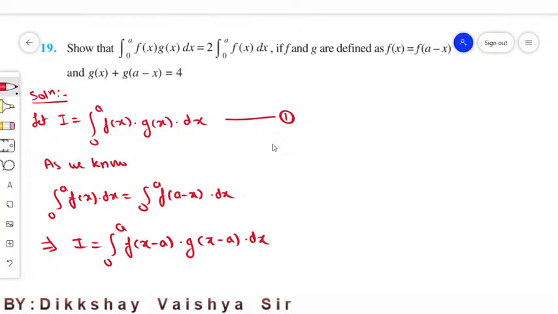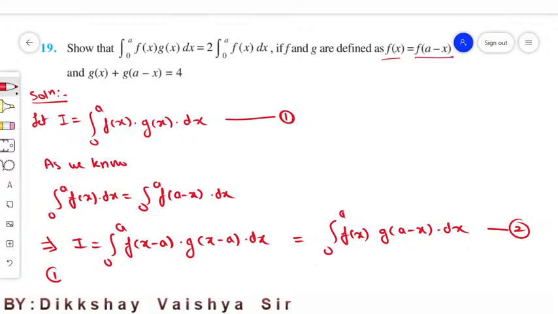Now it is given that this can be further written as, what is a minus x? Check that f of a minus x is equal to f of x, right? So integral 0 to a, f of x times g of a minus x dx, right? Calling this equation number 2.